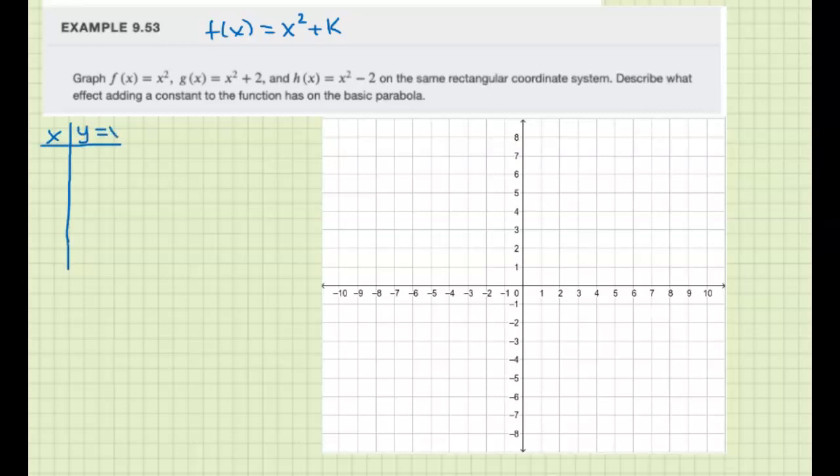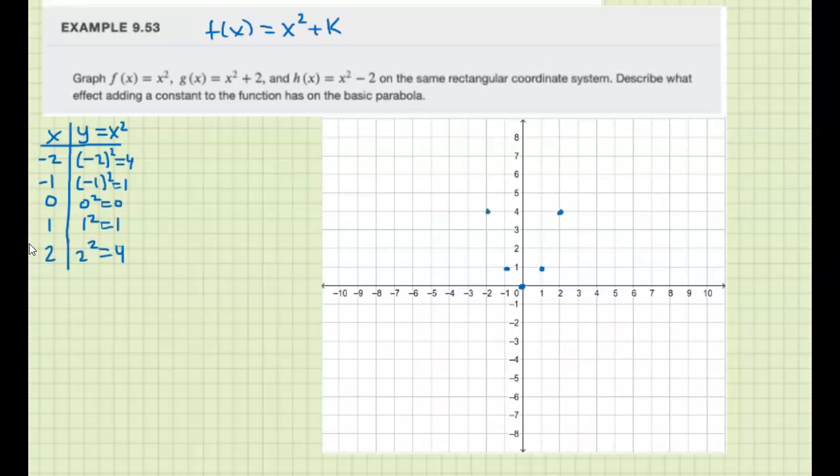So we're going to graph y equals x squared first. We have 0, 1, 2, negative 1, negative 2. We plug in, we get negative 2 squared is 4, negative 1 squared is 1, 0 squared is 0, 1 squared is 1, 2 squared is 4. Okay, so this is the most basic parabola graph. Vertex at 0, 0. 1 squared is 1, 2 squared is 4. Negative 1 squared is 1, negative 2 squared is 4.